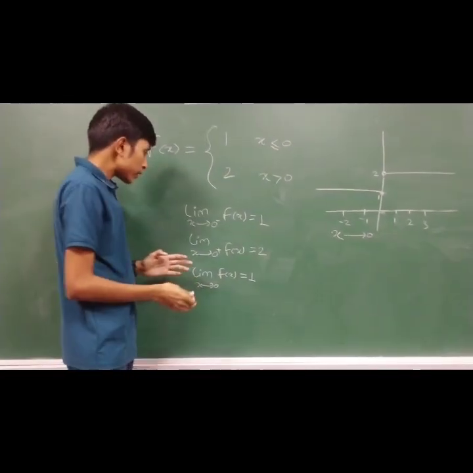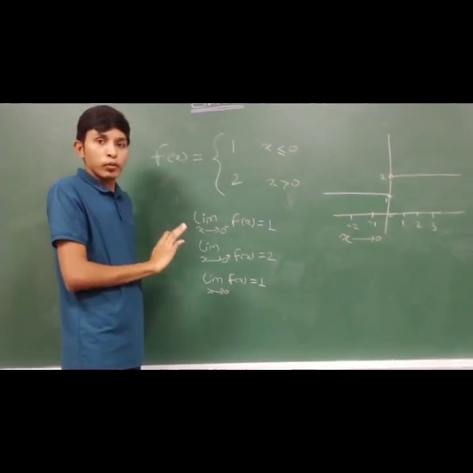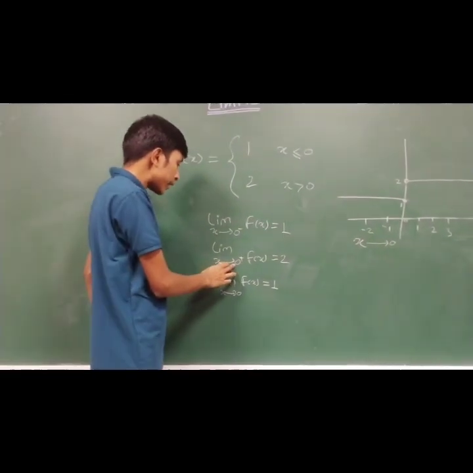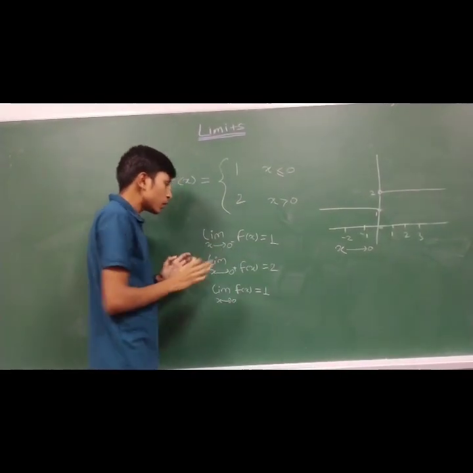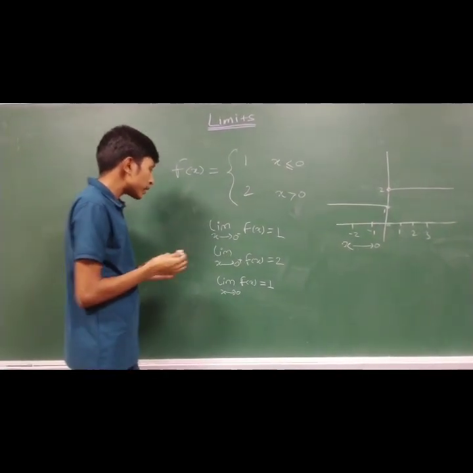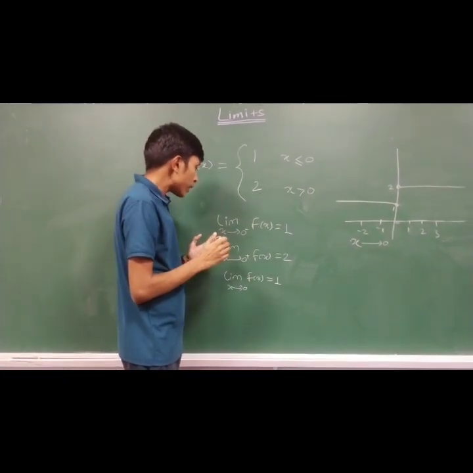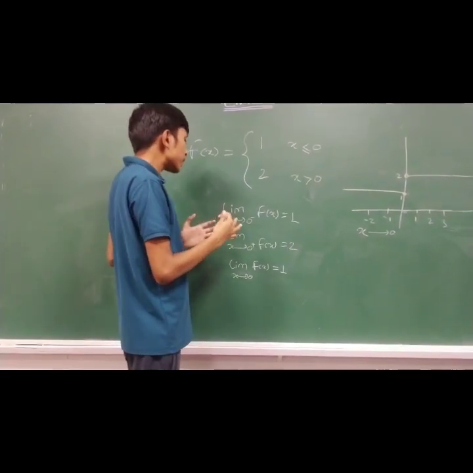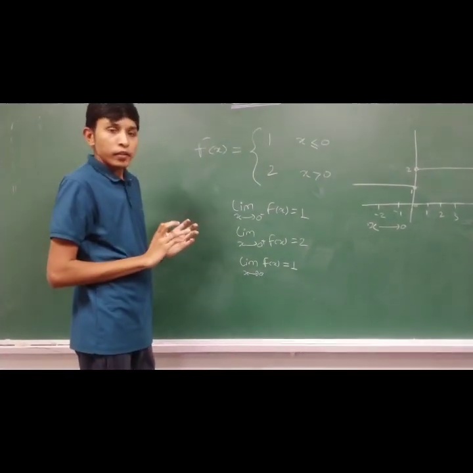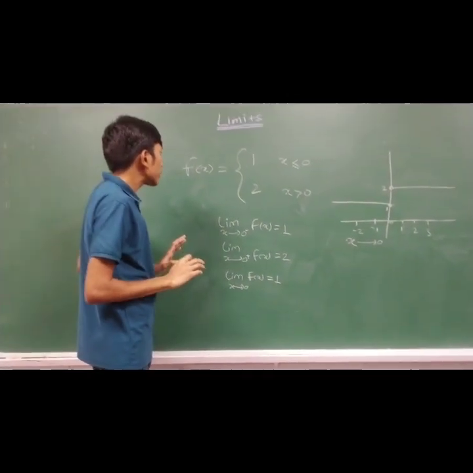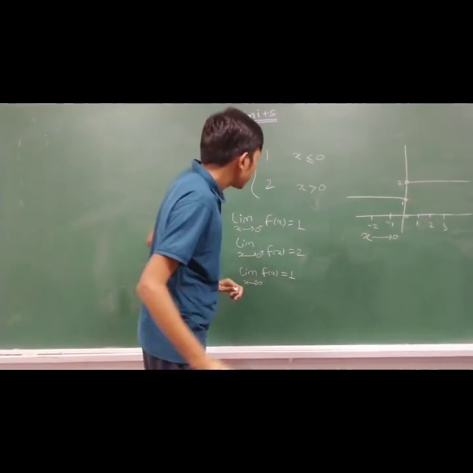So we can clearly see that the left hand limit and the value of the function are equal, but the right hand limit is not equal to these two. So we can say that the limit of the function does not exist, because for the limit to exist, these three values should be equal. If not equal, we can say that the function has no limit.